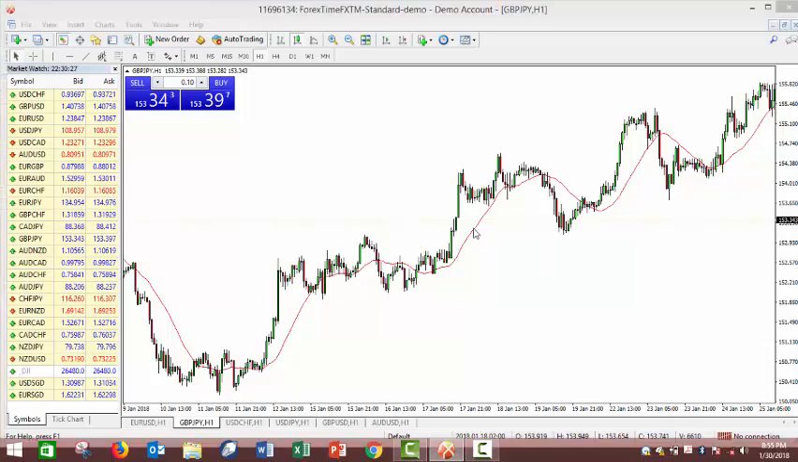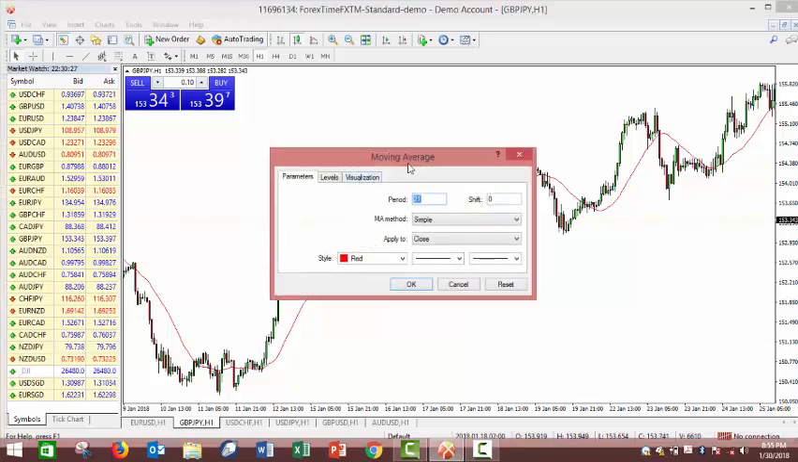This here is the moving average. It always comes with your chart like that. The first trading strategy we'll be explaining with an indicator is the moving average. So now, how do we use the moving average to trade? We use it to know the direction of the trend.